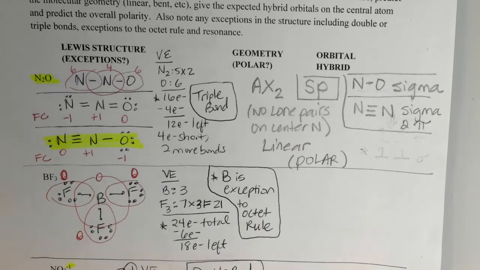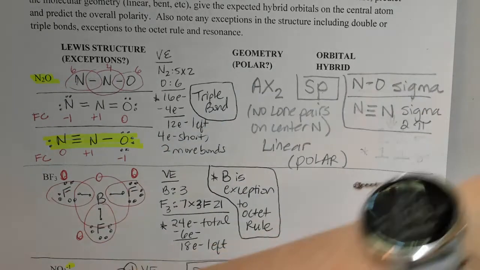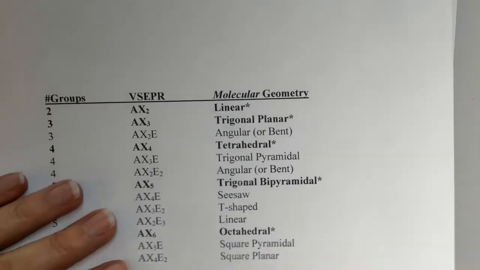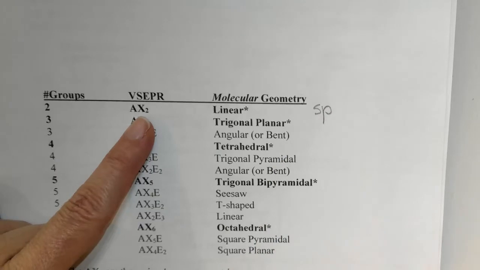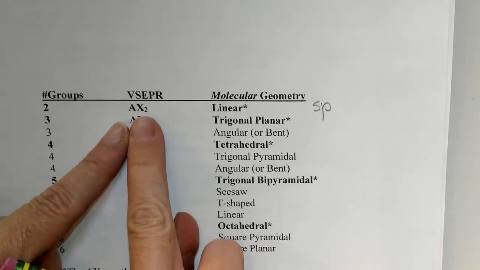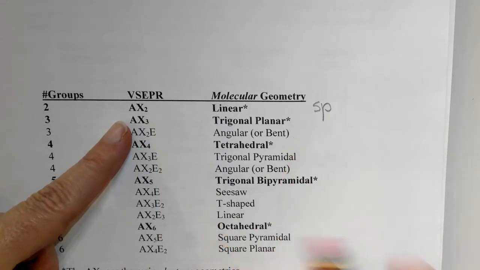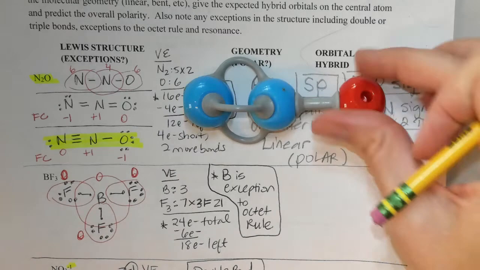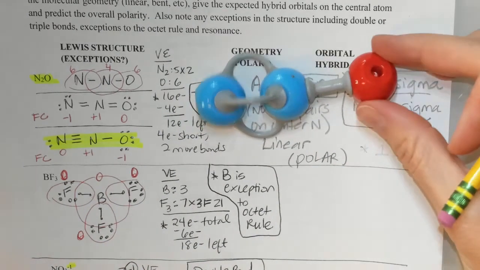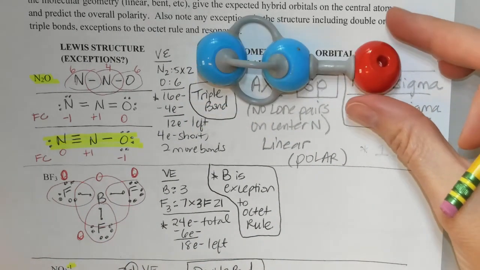And basically what we're going to do to help us remember this, and this is what I did, is that anytime you have AX2, it's going to be an sp hybrid, always, because you need those two bonding sites. So you take an S and you take a P, and there's your hybrid. So that is your dinitrogen monoxide molecule, N2O. Nice linear molecule.